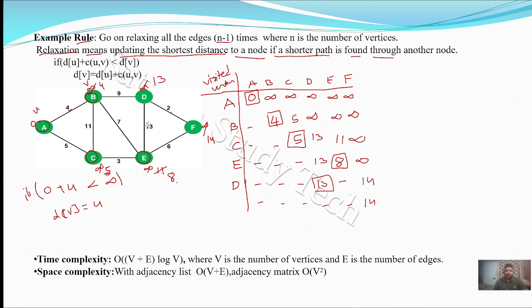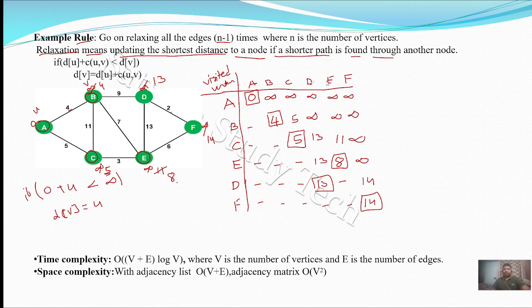Then for example, here there is no direct link, but we have to check this distance also via E. That is 13 plus 13, 26, plus 6, 32, but here 14 is the minimum, so 14. So this is the visited vertex now. So all vertices are visited.